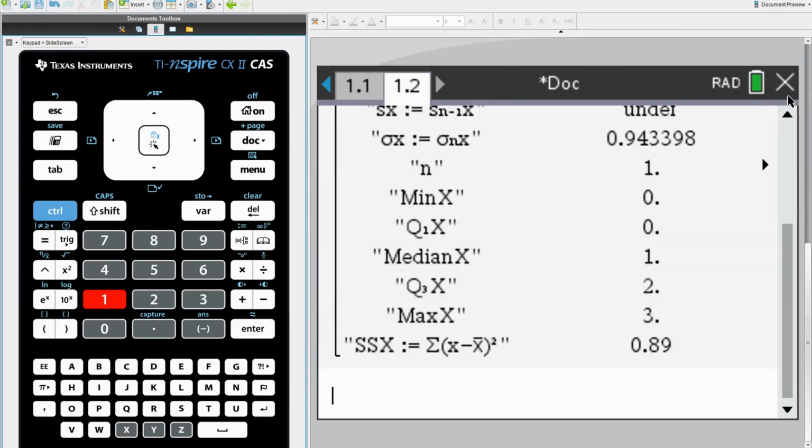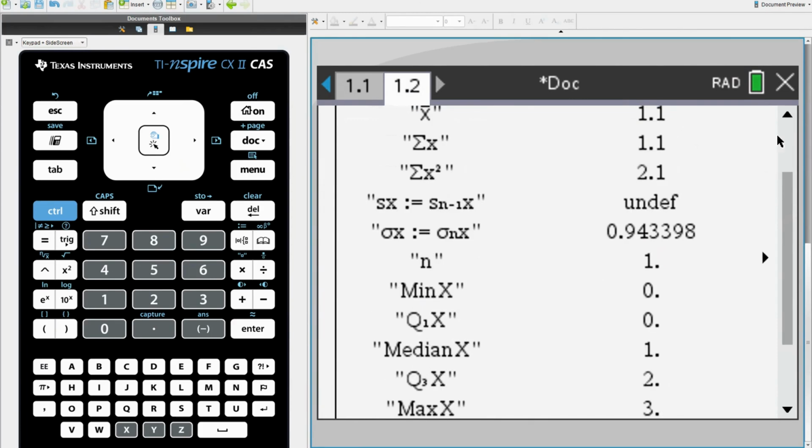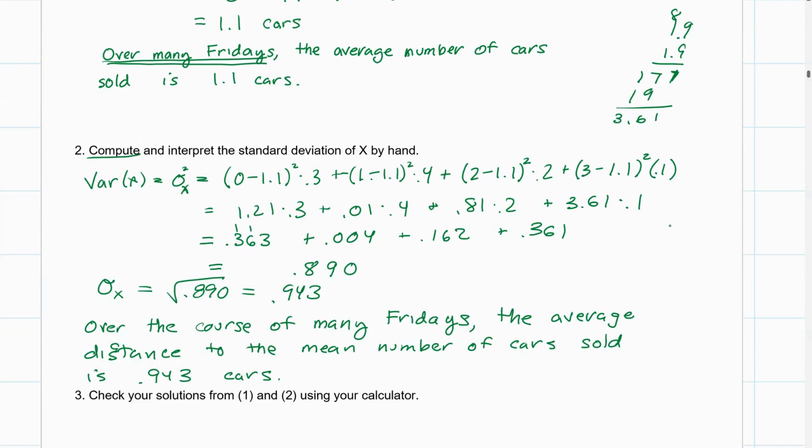And we'll scroll up a little bit just to confirm that, yes, we have 1.1 on average and 9.43 for our standard deviation. You can see it's sigma of x, the standard deviation right there. All right. So we've checked that and it works out. Check.